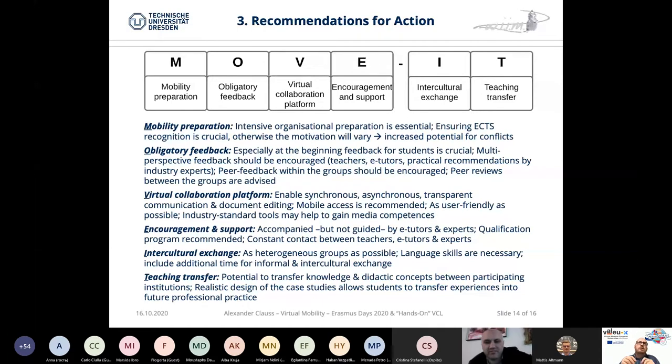E, encouragement and support. Like I said, professional support is necessary, and the students should be accompanied but not guided. A qualification program for the e-tutors is recommended. Last two, intercultural exchange. The group should be as heterogeneous as possible, and language skills. Participating institutions, but also between the participating students, necessary to plan time for those transfer processes.